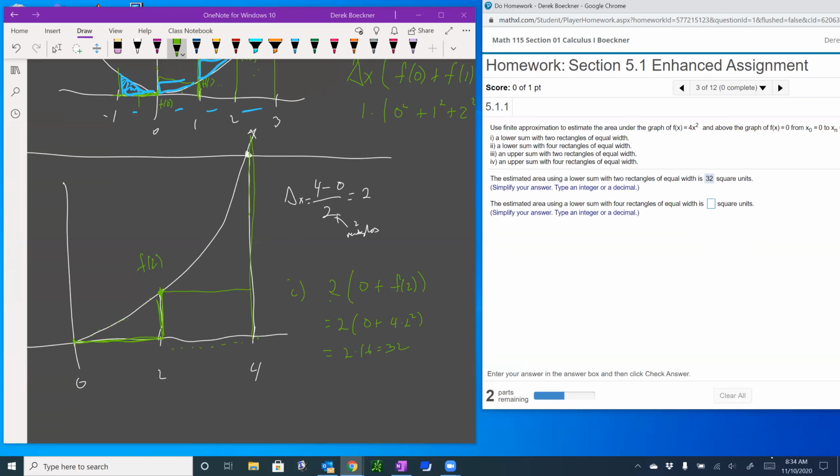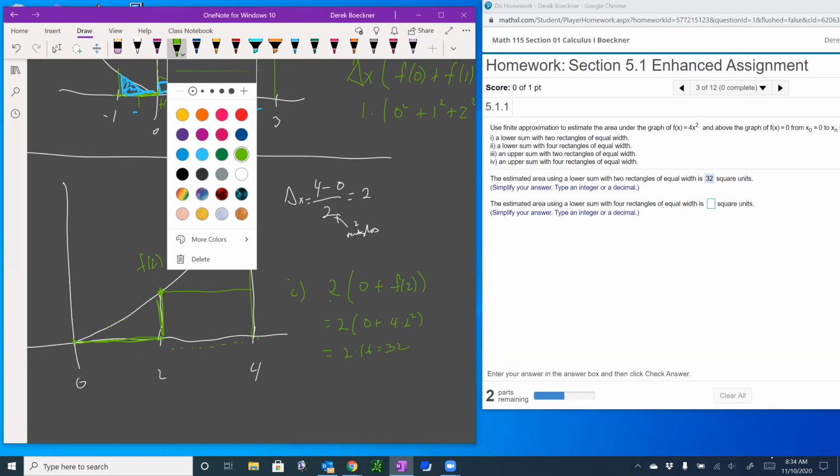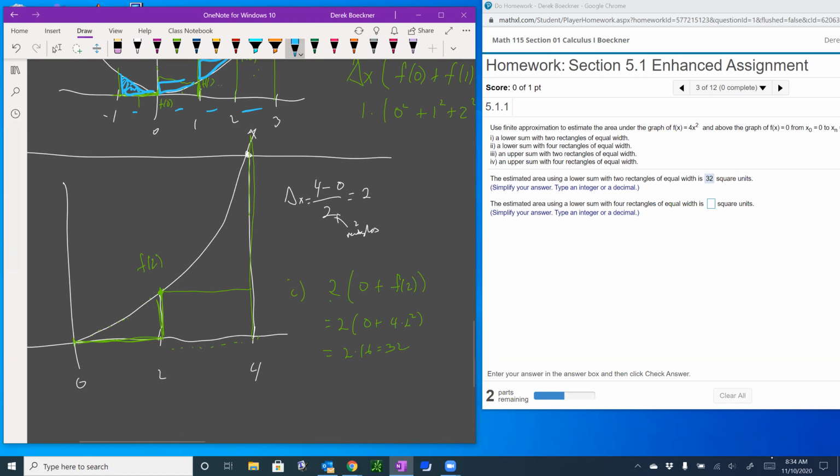Okay. If I want to do a lower estimate using 4 rectangles, let's put in 2 more rectangles. They'll start at 3 and at 1. My lower estimate still uses the lowest point on the interval, so that's going to be a non-rectangle there.